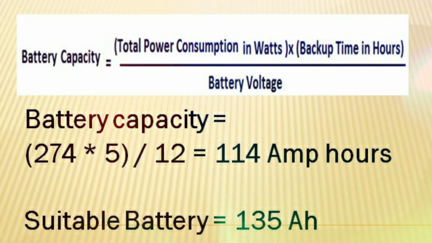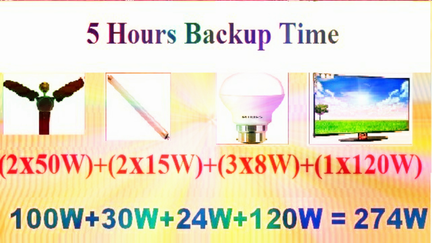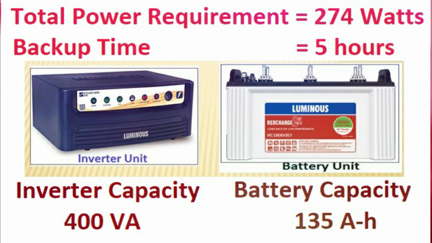In the market, 90 Ah, 100 Ah, 135 Ah, 150 Ah, etc. capacity batteries are readily available. The nearest battery matching the need is 135 Ah. Therefore, a 135 Ah battery is more suitable for you. So finally, if you want to run 2 fans, 2 tube lights, 3 LEDs and 1 TV with 5 hours backup time during power cuts, then you need a 400 VA capacity inverter along with a 135 Ah battery.